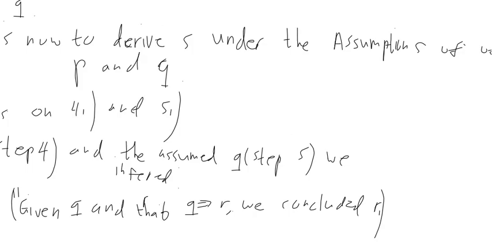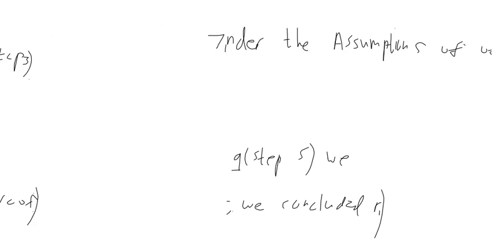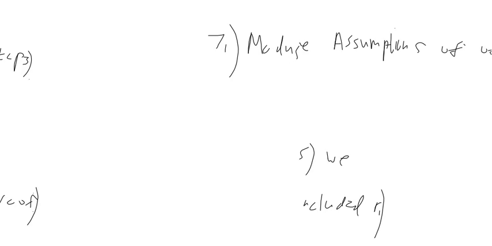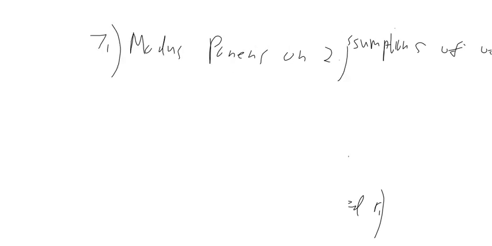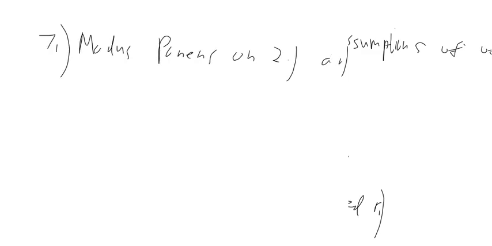Step 7 now. Step 7 is modus ponens on 2 and 5. Modus ponens on 2 and 5. So what do I mean?